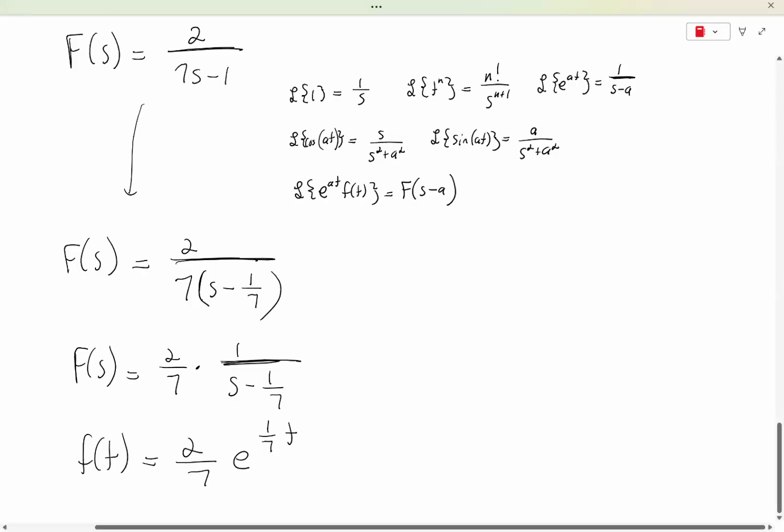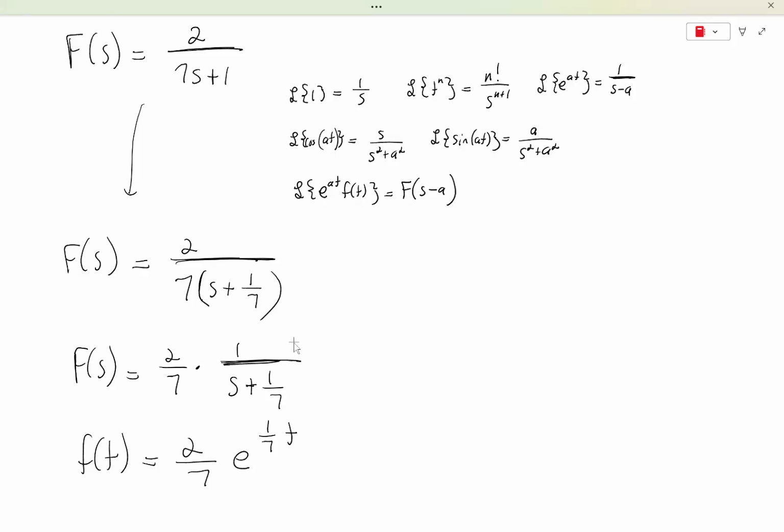I should have done this. What if this were a plus instead? Actually, I'm going to change this problem just slightly. It's an easy change. Let's make this 7s plus 1, just to show this. So now this is s plus 1/7, and this is plus 1/7.